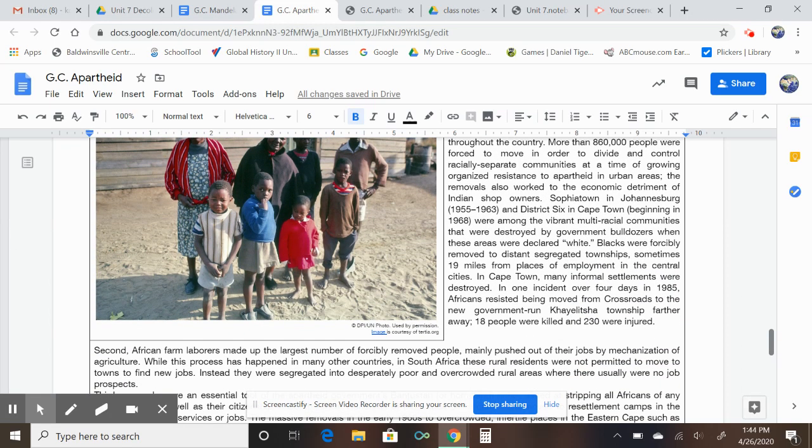Sophiatown in Johannesburg from 1955 to 1963 and District 6 in Cape Town were among the vibrant multiracial communities that were destroyed by government bulldozers when these areas were declared white. Blacks were forcibly removed to distant segregated townships, sometimes 19 miles from places of employment in the central cities. In Cape Town, many informal settlements were destroyed. In one incident, over 4 days in 1985, Africans resisted being moved from Crossroads to the new government-run Khayelitsha Township further away. 18 people were killed and 230 were injured.